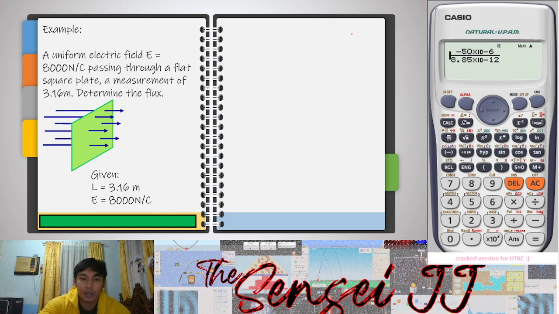Okay, so here's our timer. So guys, please try to solve this one, and we'll be back after you solve this. Okay? So sige, please try to solve muna.